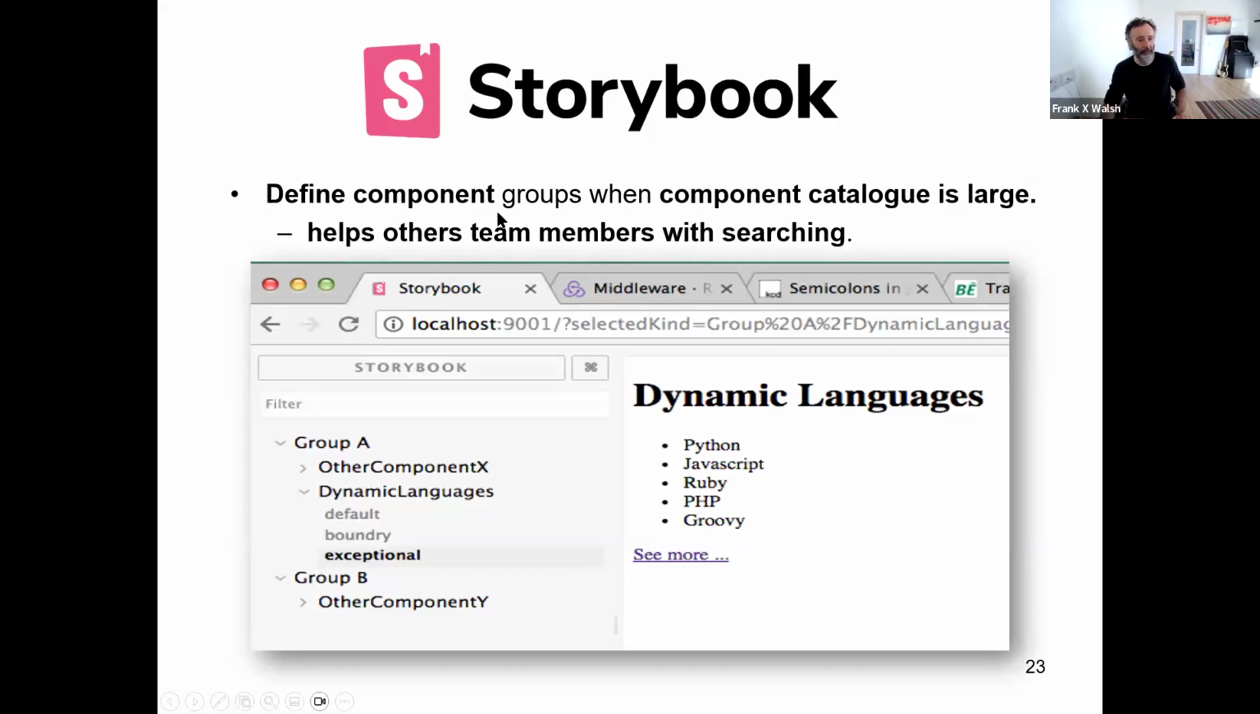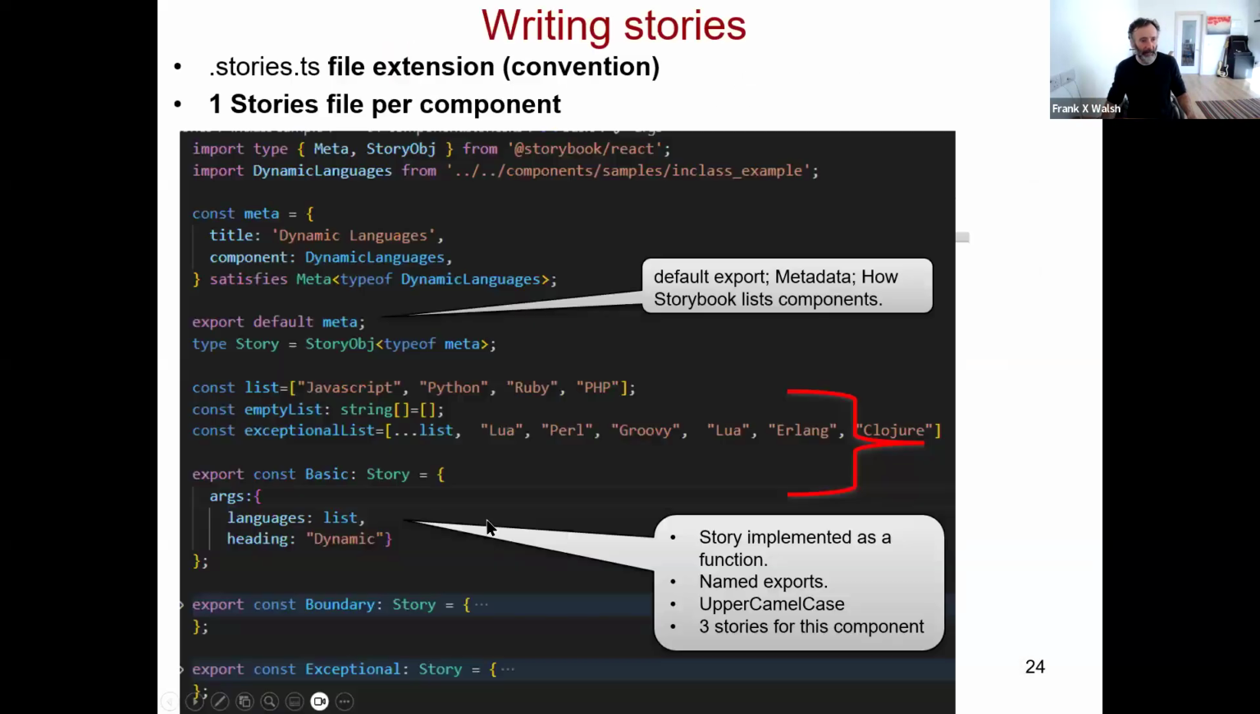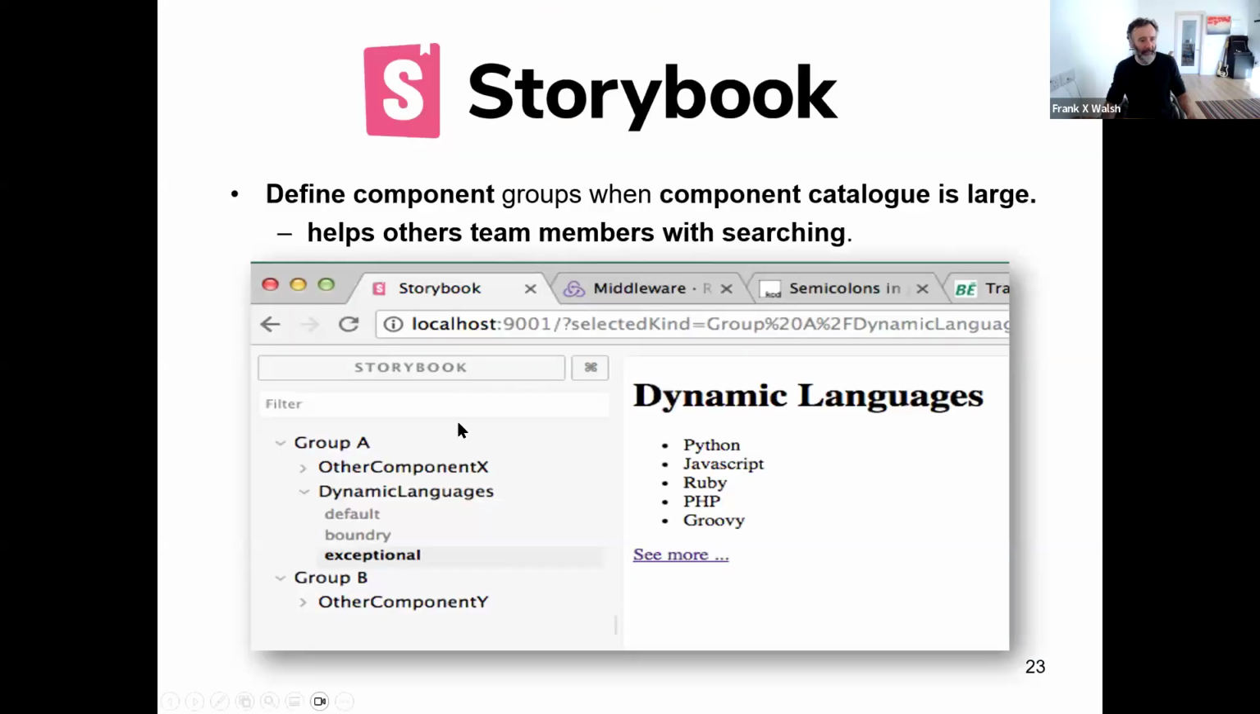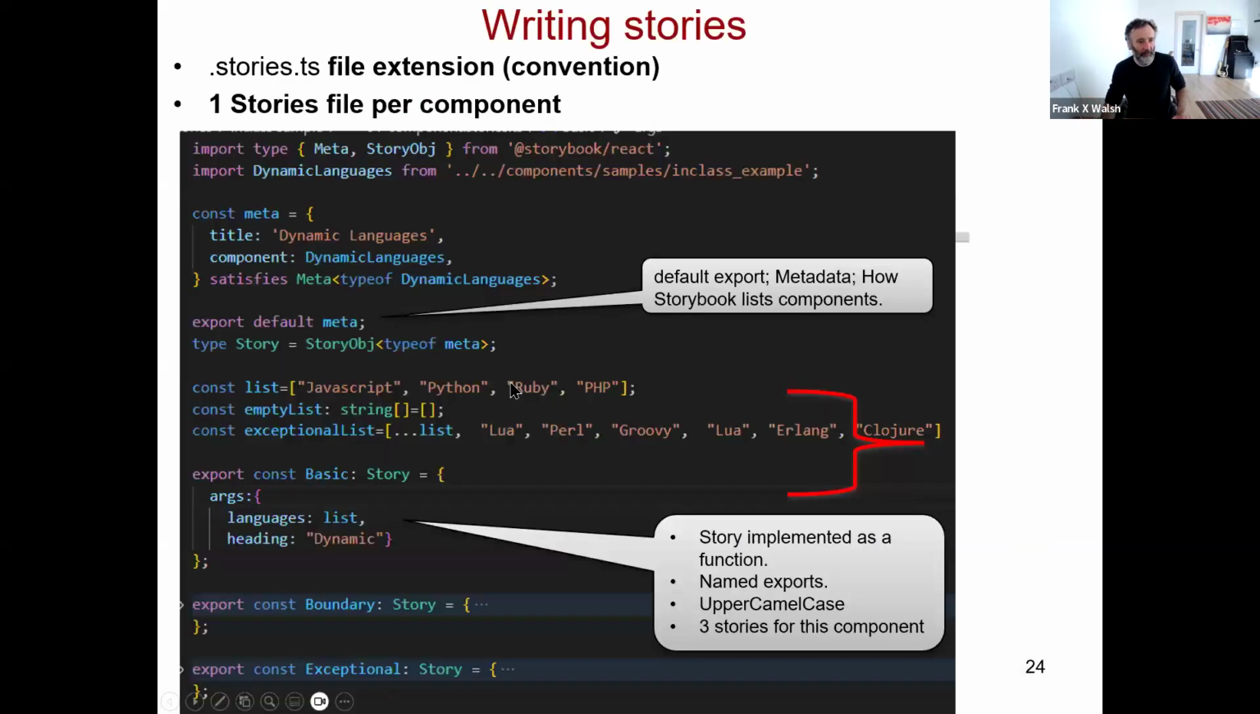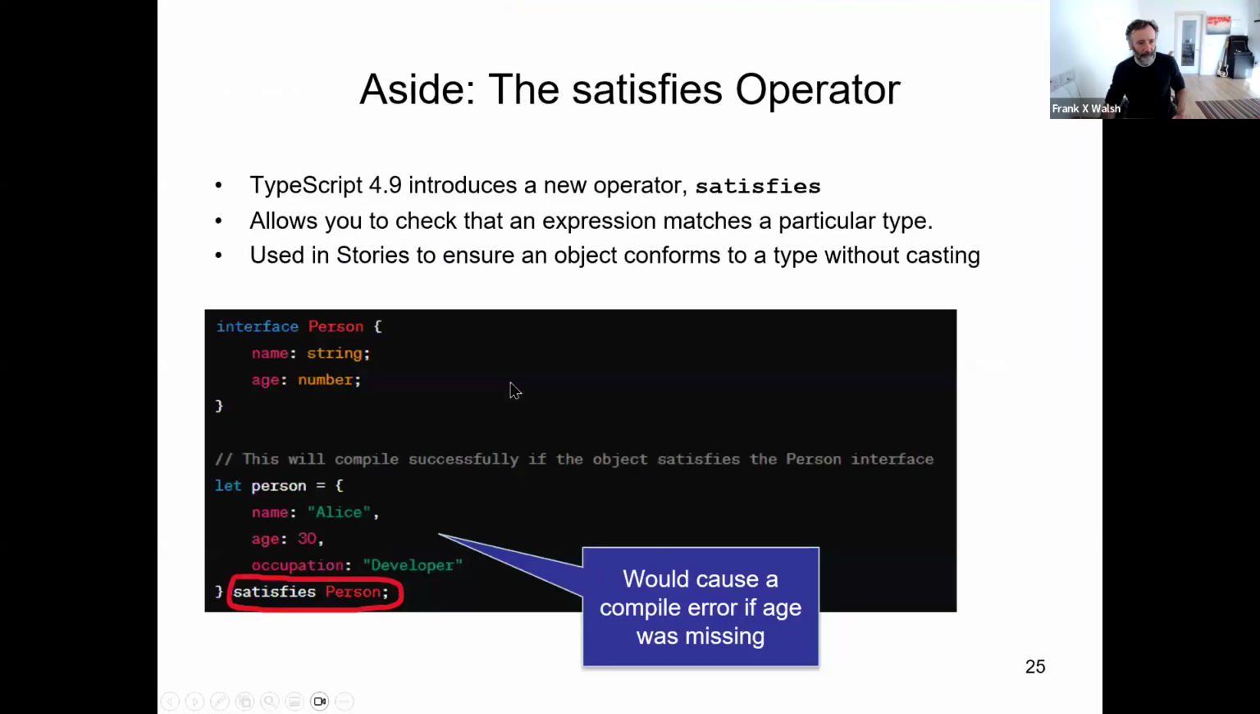We can also define component groups when a component catalog is large. So this helps. You can see group A and group B. I can separate out components. As we develop more and more components as we go along, you'll have quite a big component catalog. They'll usually be categorized, maybe on different pages or different parts of the application, so we can use that to separate them. We can separate it easily enough by using a slash in the name, right? But I'll come to how we do that in a minute.